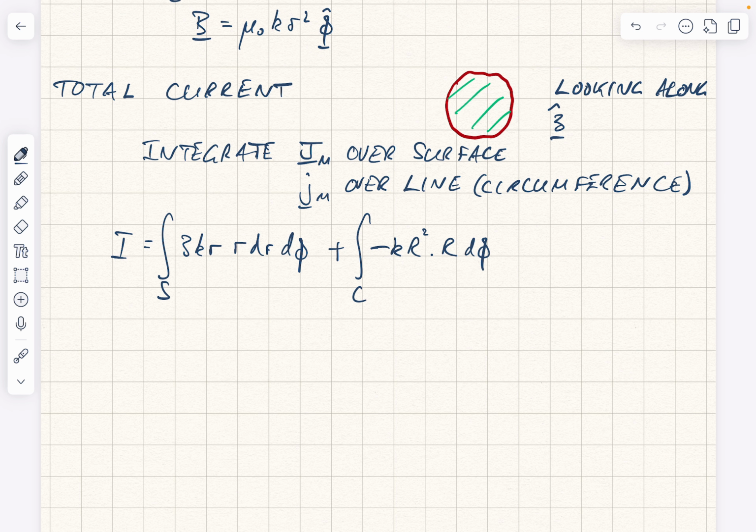And it's very quick and easy to show that this sums to 0. So the first integral, the volume current density, integrates to k r cubed multiplied by 2 pi, and the line integral of the surface current density integrates to minus kr cubed times 2 pi, which of course sums up to 0. That's how it should be, but it's always good to check for consistency, because that can help us to find errors.